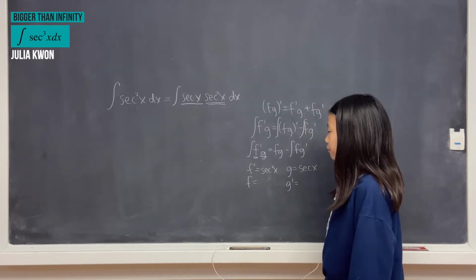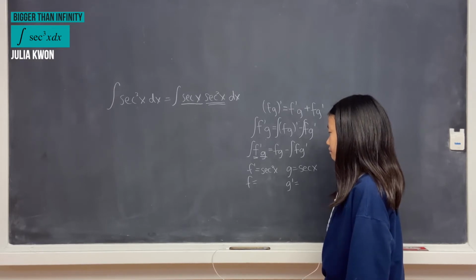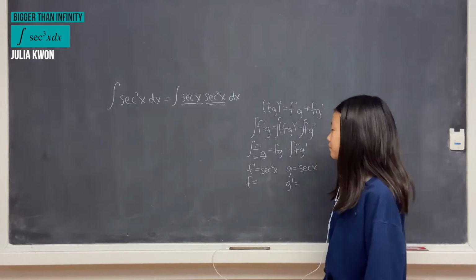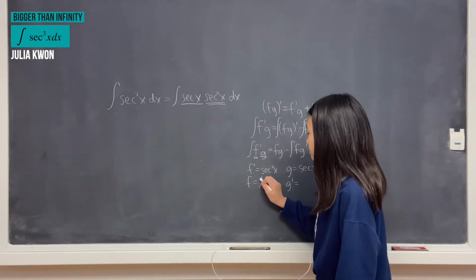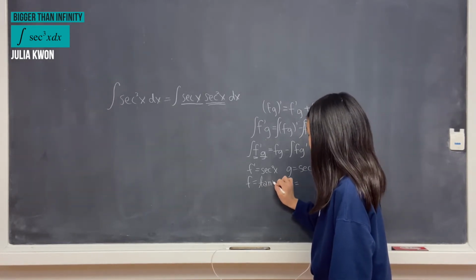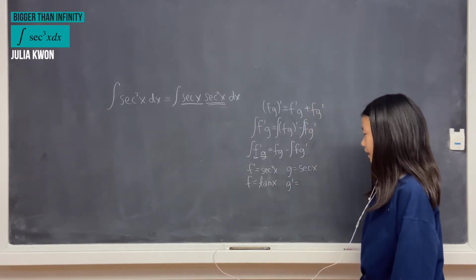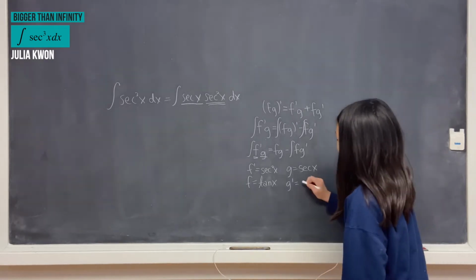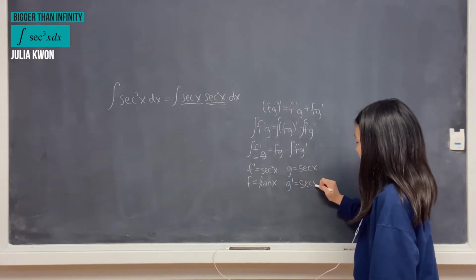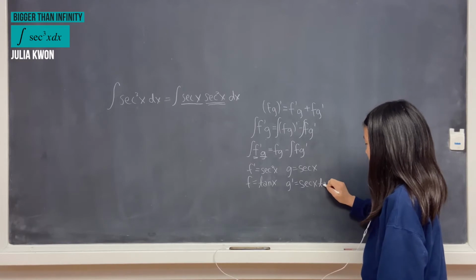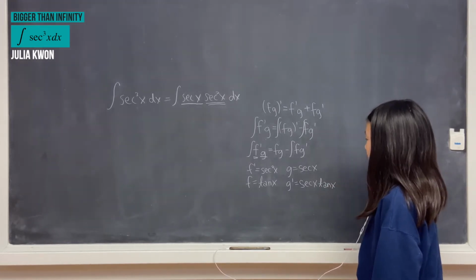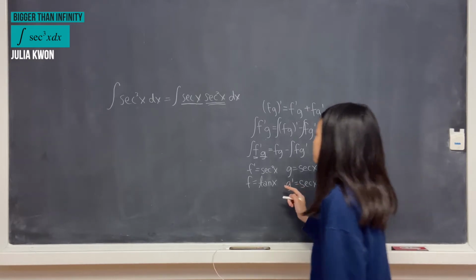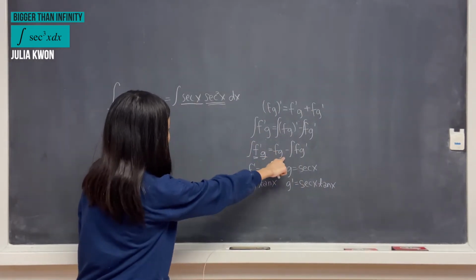To find f, we would have to take the integral of secant x squared, which is tangent x. And to find g prime, we would have to take the derivative of secant x, which is secant x times tangent x. So now that we've found all of these, we can just substitute everything back into here.